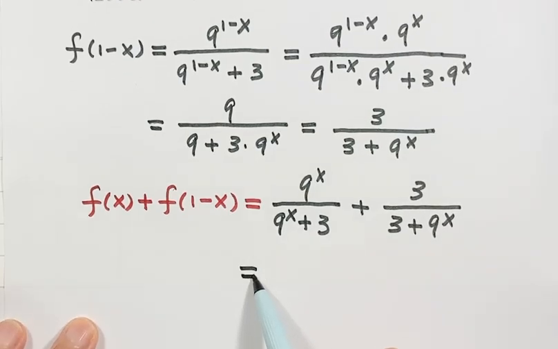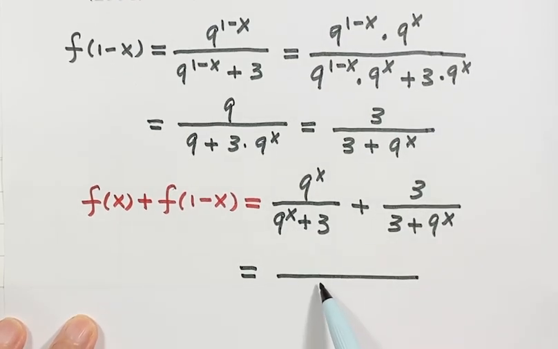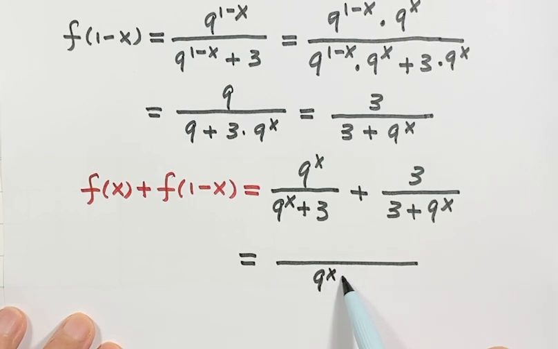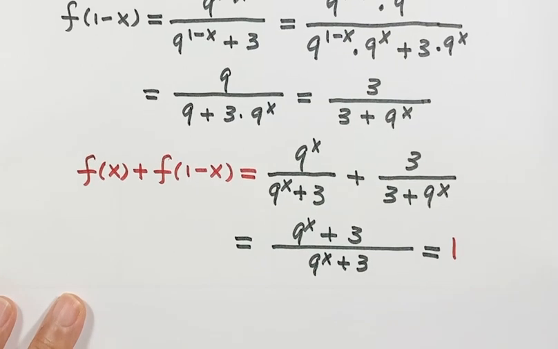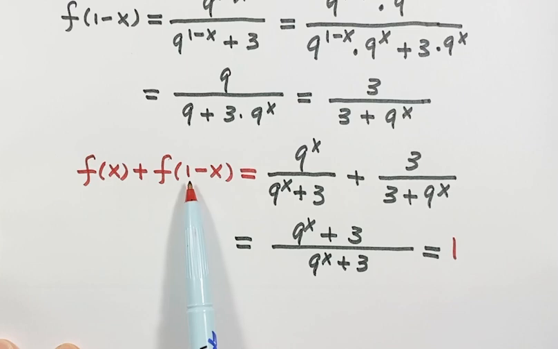Because they have the same denominator, 9 to the x plus 3, combine the numerators together. Then it just equals 1. That's the important result here: f of x plus f of 1 minus x equals 1. We're going to use this result to figure out the sum effectively.